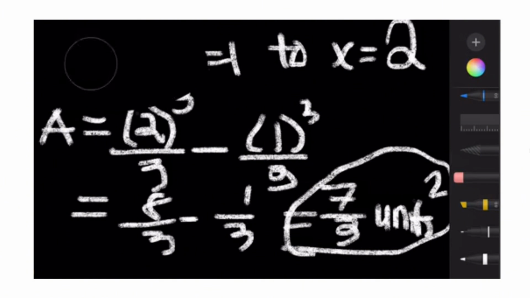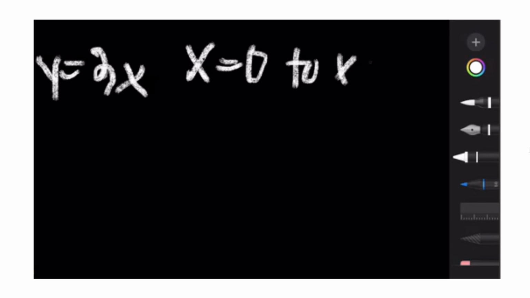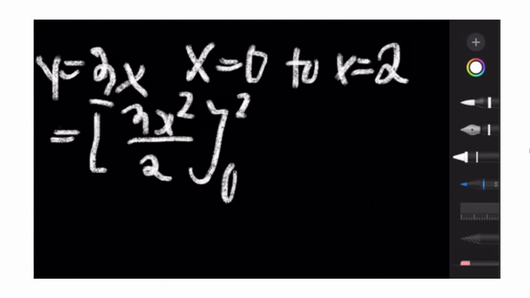So next, for example number 2, let's find the area under y. y is equal to 3x from x is equal to 0 to x is equal to 2. So again, we have to find the definite integral. So the definite integral of this equation would be 3x squared over 2, from 2 to 0.